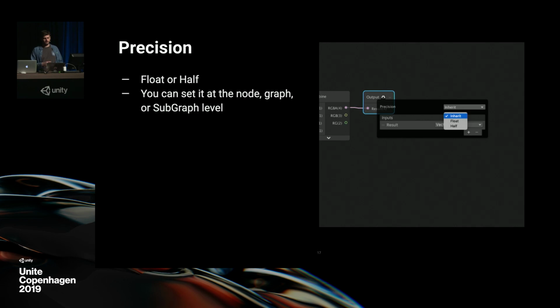And you can choose that precision throughout the graph, so you can do it for the whole thing, or you can do it only for some parts. Maybe precision is not really important in that part, and so you can decide to switch down to half. So yeah.